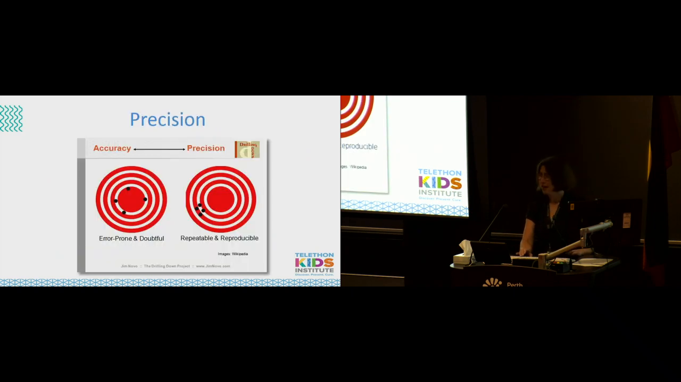So when we're talking about accuracy and precision, you can see that the picture on the left is accurate, but the different bullet holes are quite spaced out, whereas on the right, it's not as accurate, but it's much more precise. You get that grouping of shots together.